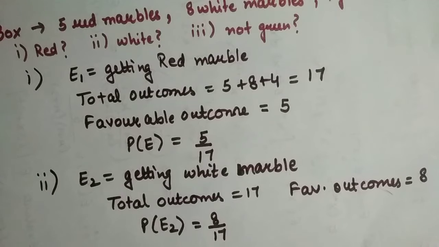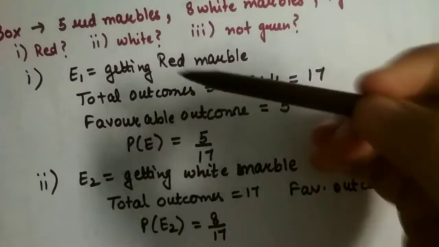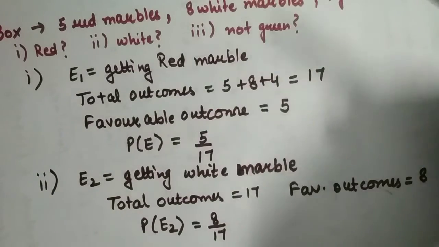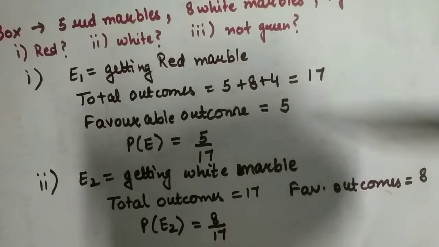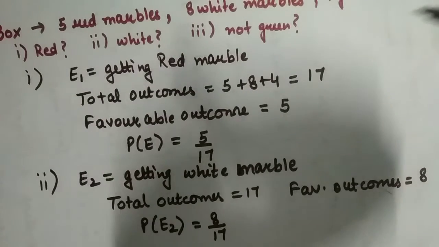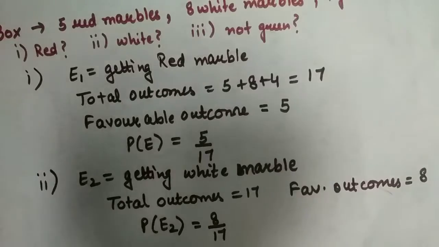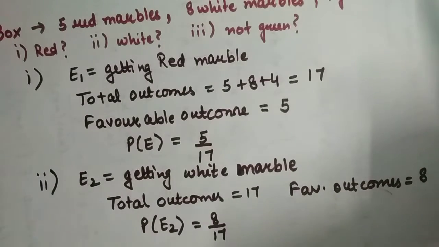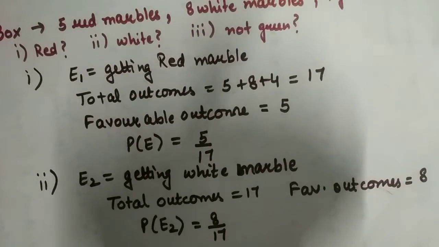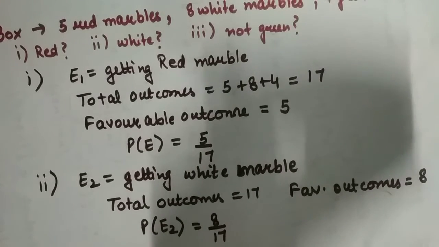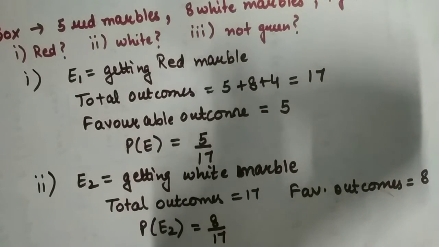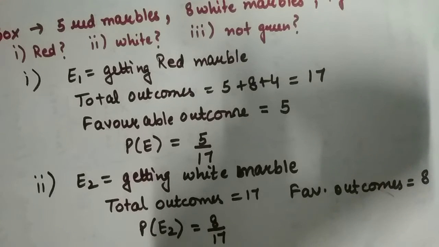They are asking what is the probability of not getting a green marble. First of all, in the same way, you will find the probability of getting the green marble, and then you will find the complementary probability, that would be 1 minus P(E). You can do this. We have done these types of questions earlier also, so it is very easy. Try it yourself. We will move to the next question.